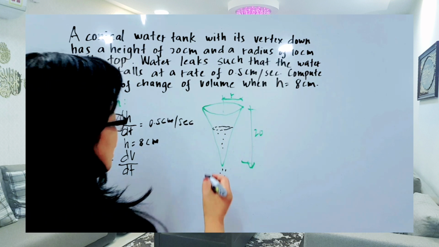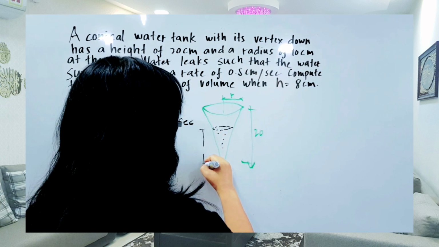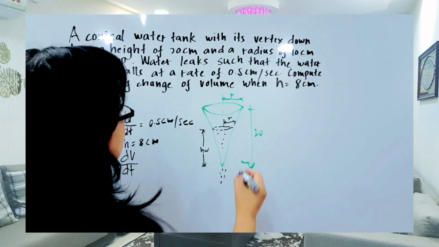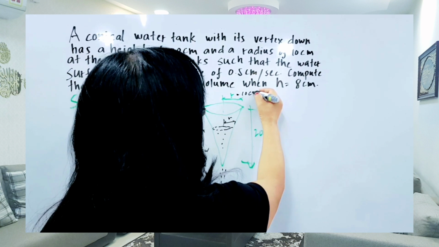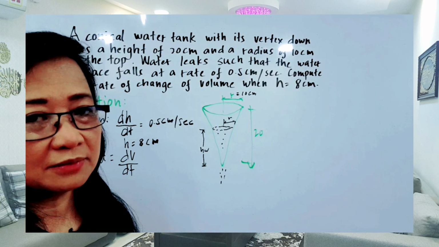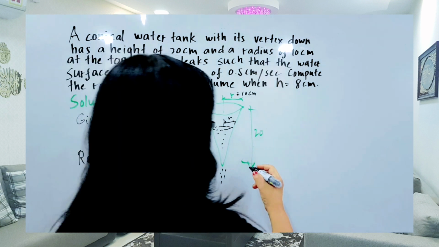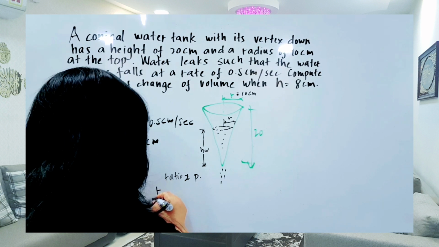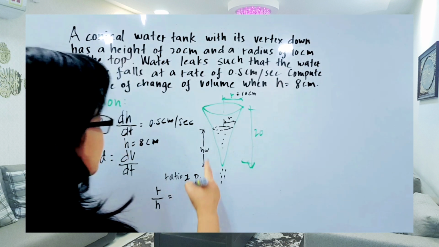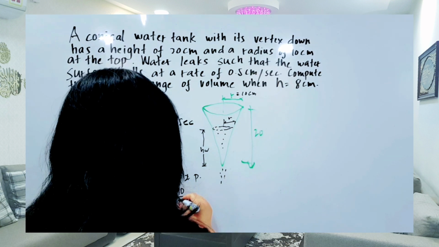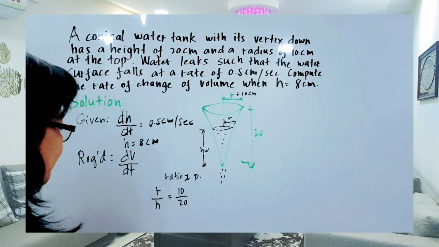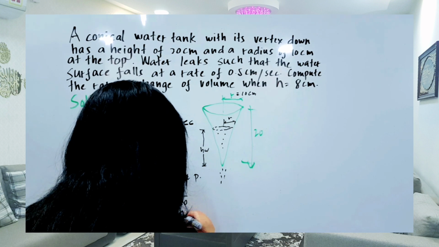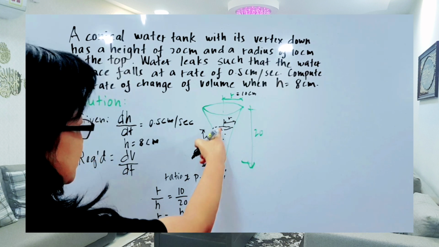So, ngayon, wala tayong height ng water. We have to find the height of the water and the radius of the water. Now, kasi ito, given to us 10 cm yung radius ng water tank, conical tank. So, pwede natin masolve yan using the ratio and proportion. R over the height is equal to 10 over the 20. Therefore, R is equal to h over 2. This is the radius of the water.